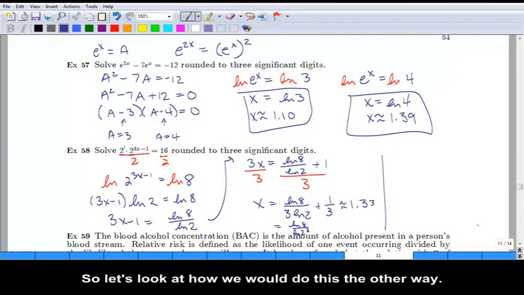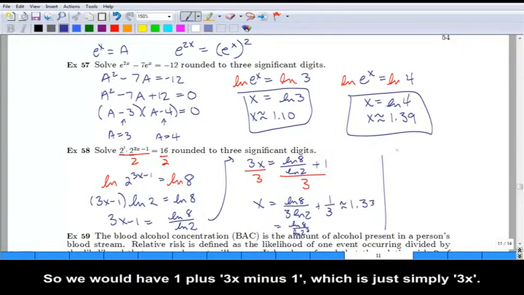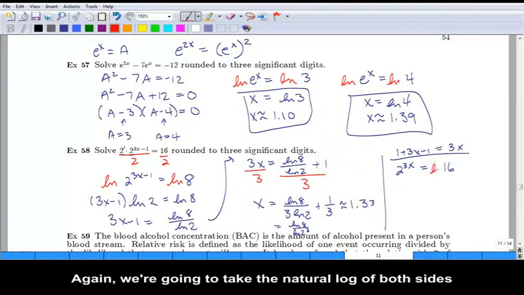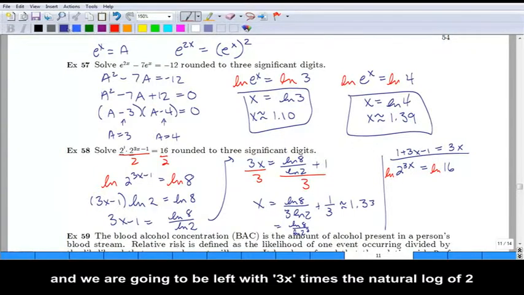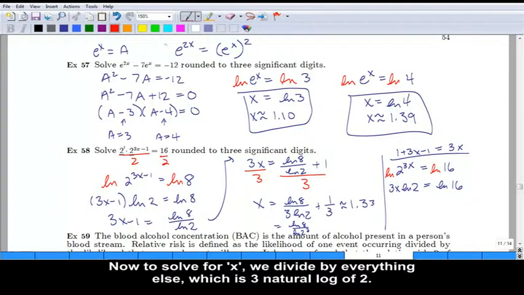So let's look at how we would do this the other way. If you think about multiplying bases, we would add the exponents. So we would have 1 plus 3x minus 1, which is simply 3x. So in this case, we end up with 2 to the 3x is equal to 16. Again, we're going to take the natural log of both sides, and we're going to be left with 3x times the natural log of 2 is equal to the natural log of 16. Now to solve for x, we divide by everything else, which is 3 natural log of 2.